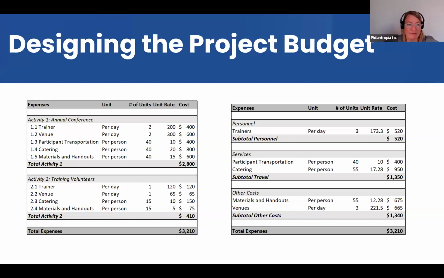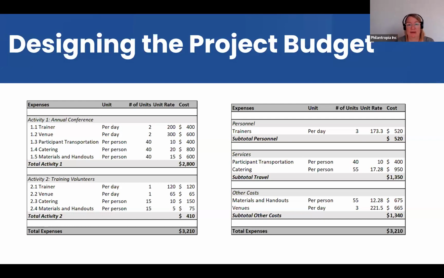The difference is, on the left, with the activity based budget, you have, in this example, 2 activities. And you just write under the activity all the cost that you would have to cover for that particular activity. So here you have an annual conference. For that, you need a trainer, venue, transportation, catering, and materials. And then you have another activity, which would be training the volunteers. And again, you have different kinds of costs. And this is a very logical way to design a budget. It makes a lot of sense. And again, here it's super easy to understand the different activities and to understand what the project wants to do.